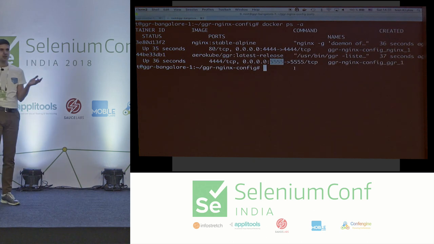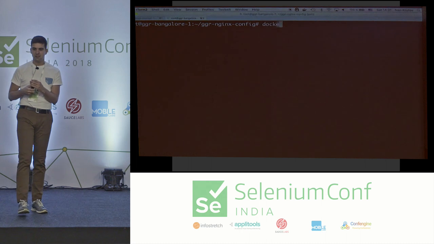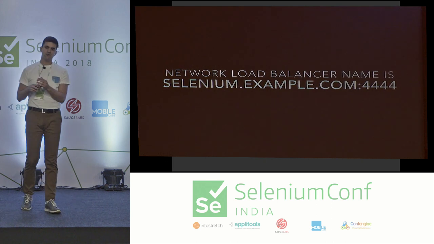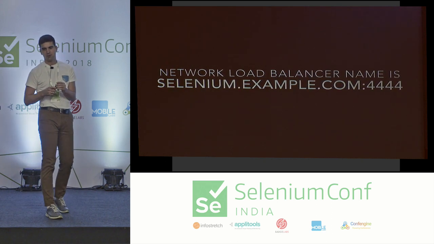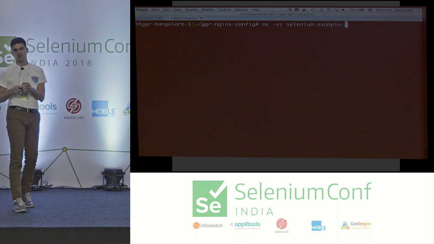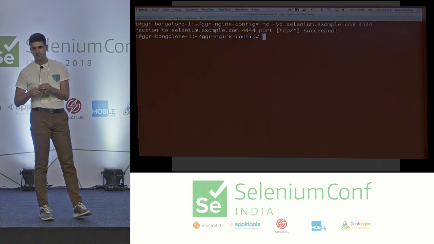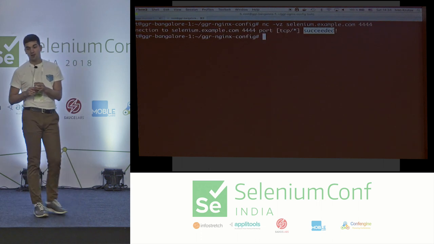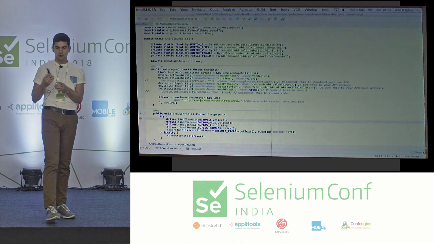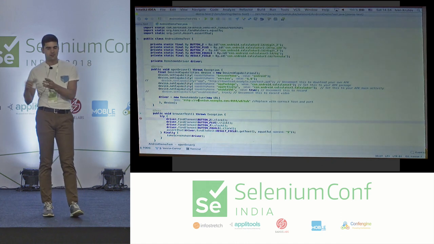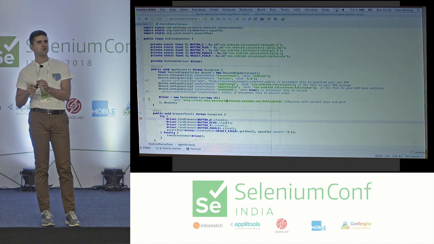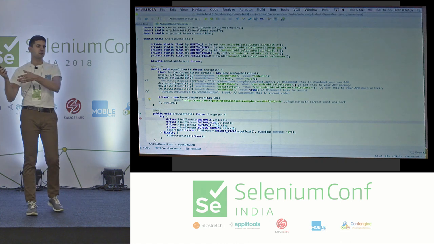And now you install the network load balancer, so here I'm showing also two images. Now you configure the network load balancer with a name, for example, like this, selenium.example.com. You check that its port is configured correctly, it's open. So connection succeeded. And the only change you need to make in your tests in order to work with such a cluster is to change the URL. So you just use the new domain name, and you add the test user and test password. Some of you who are already working with Sauce Labs, I think, already know such notation.